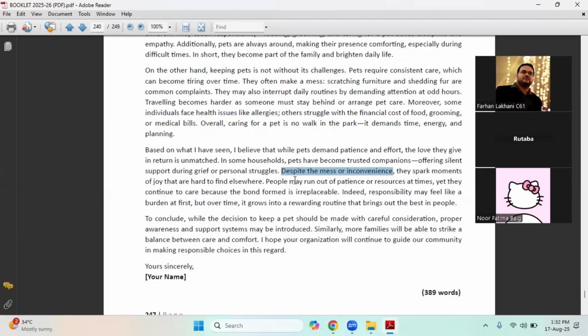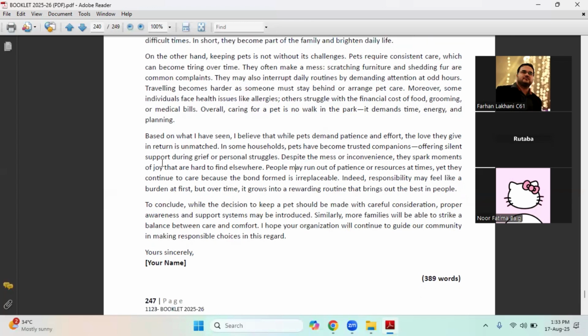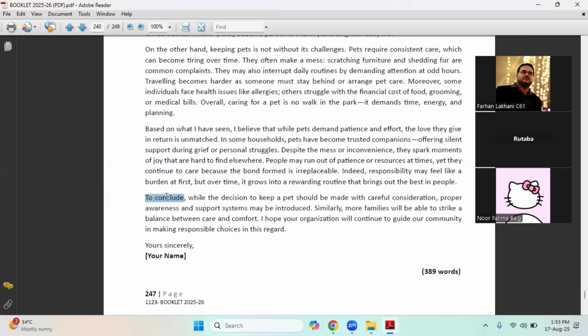अगर मुझे इसके ऊपर नेगेटिव भी आ रहा है ना, despite the mess and inconvenience they spark moments of joy. So I am contrastingly writing sentences. Okay, but I am taking one side. अगर आप इस सेंटेंस को पढ़ो तो मैं नेगेटिविटी नहीं बता रहा हूँ, लेकिन पॉजिटिव पे इम्पैक्ट डाल रहा हूँ. ठीक है, so read it carefully, analyze it, and then last में how I am starting the conclusion paragraph to conclude, and then how I am concluding it. Okay, by using connectors. And then yours sincerely at the end.